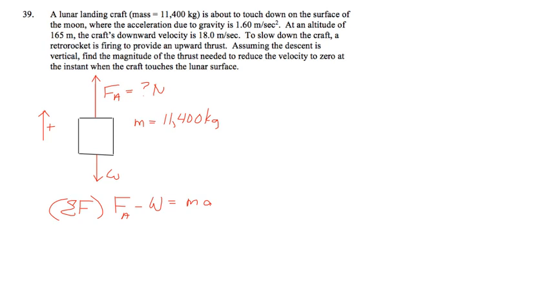Now, also be careful. This is landing on the moon. It's not landing on the Earth. So that's why they gave me this number right there, 1.60 meters per second squared, because that's the acceleration due to gravity on the moon. So my weight is going to be based on the gravity on the moon. So when I solve for FA here, because that's what ultimately I want to get, FA is going to equal, when I move the W to the other side, I'm going to get ma plus, I'm going to write it as mg.